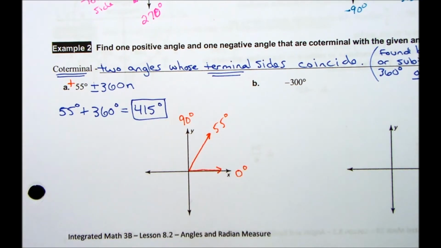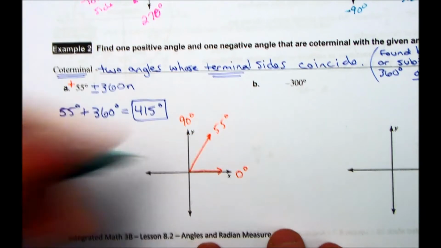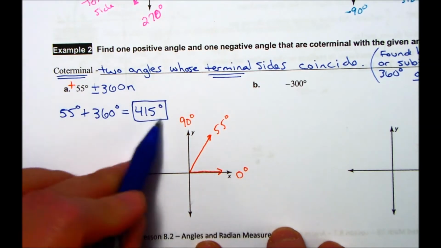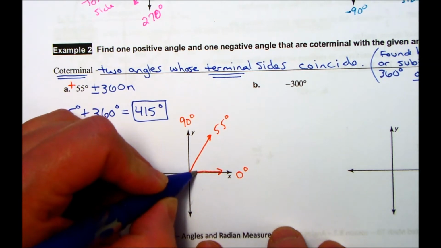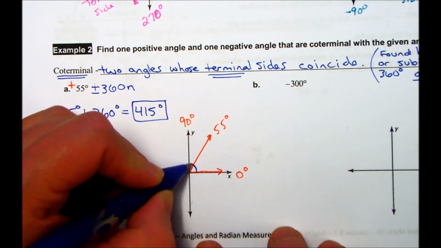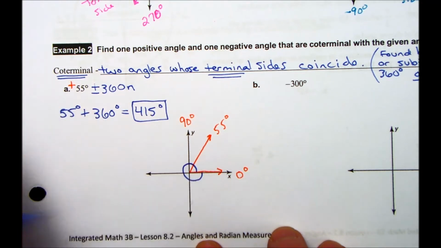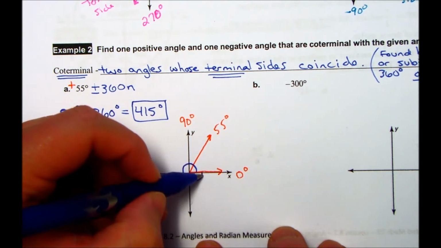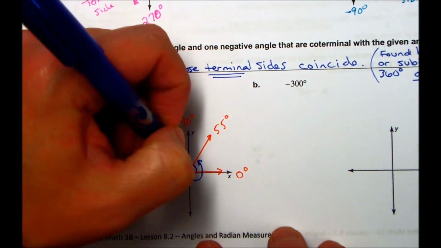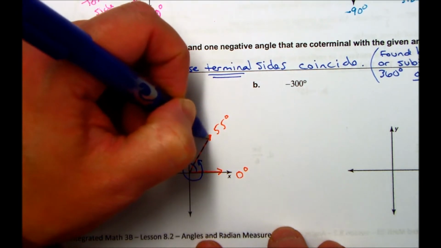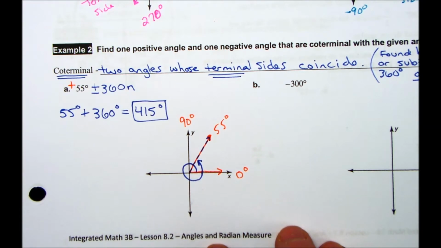If I were to draw it, I guess I'll use the blue since I used the blue for the 415. Again, I'm going to start at 0. I'm going to go around 360, go on the outside of that spiral, and then go another 55. So that would again end the same place as the original one did.